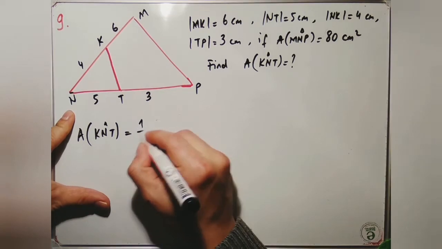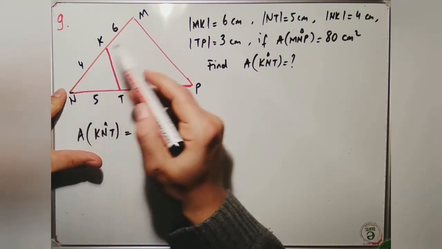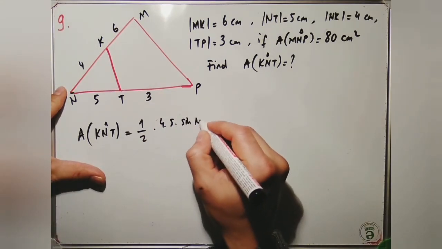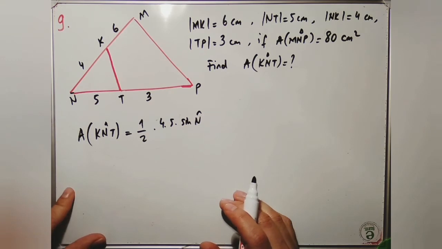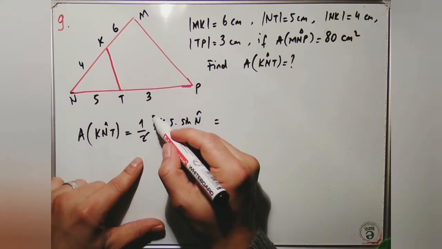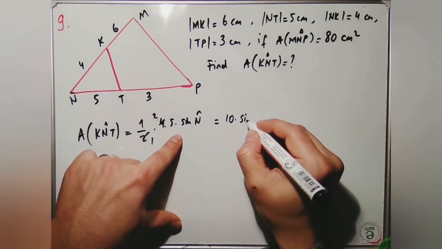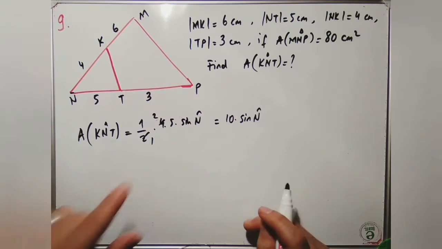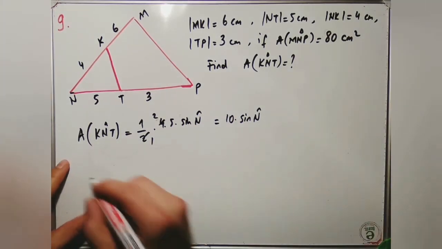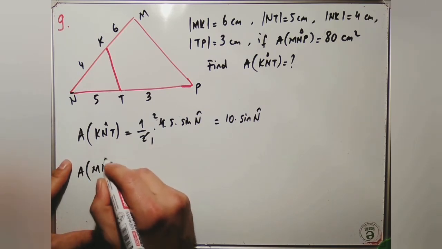I will write 1 over 2 times the product of sides NK and NT, as 4 and 5, times sine N degrees. So it will be, 4 and 2 cancel each other out, 2 times 5 is 10 times sine N degrees. I found the area of KNT. What is it? 10 times sine N. So what is the area of triangle MNP?